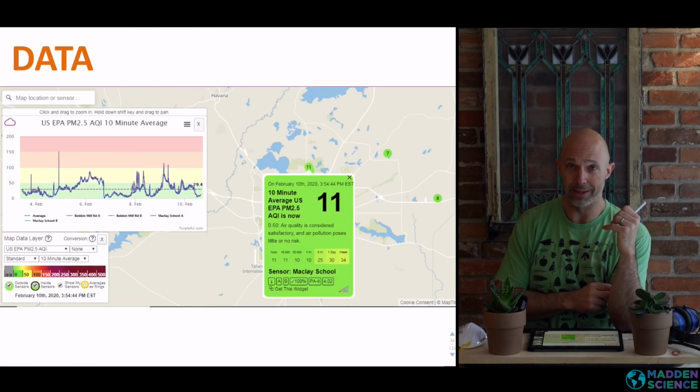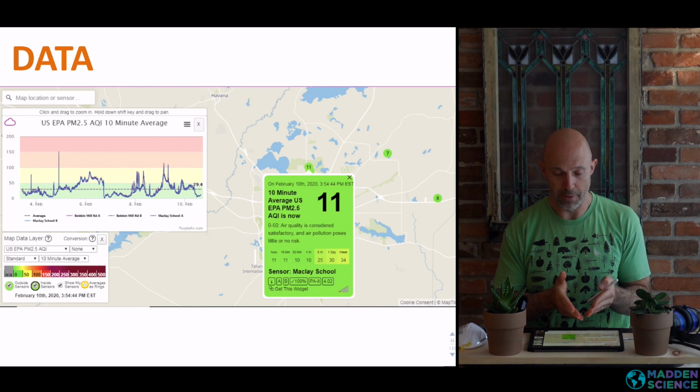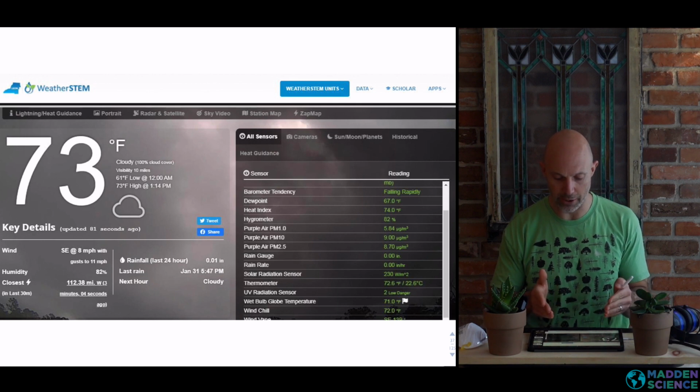What's cool about this unit is it's got a lot of data, a lot of data ability. This is from a PurpleAir monitor. Here's what we've got at school with our weather STEM. Again, you can zoom in on here, see particulate matter, see thermometer, obviously, wind chill, barometric pressure.